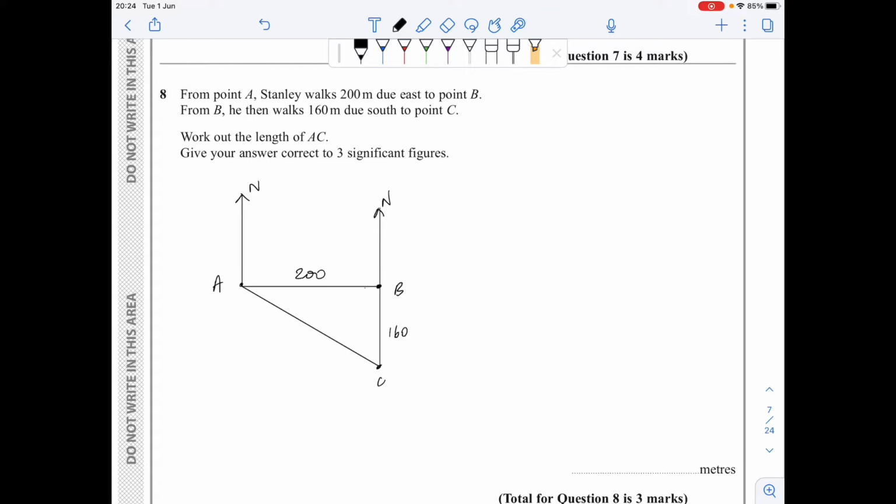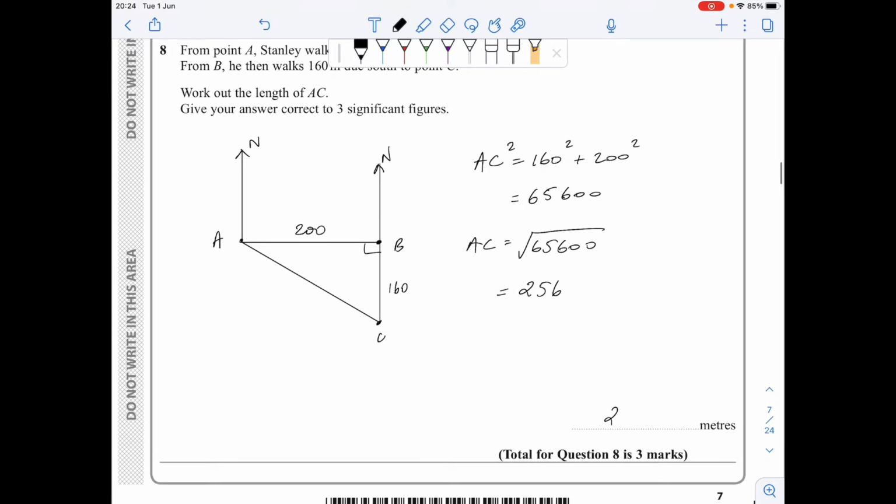Now this is a right angle triangle, so to work out AC I will use Pythagoras theorem. AC squared is equal to 160 squared plus 200 squared, which comes out to be 65,600. So AC is the square root of that, which comes out to be 256 to 3 significant figures.